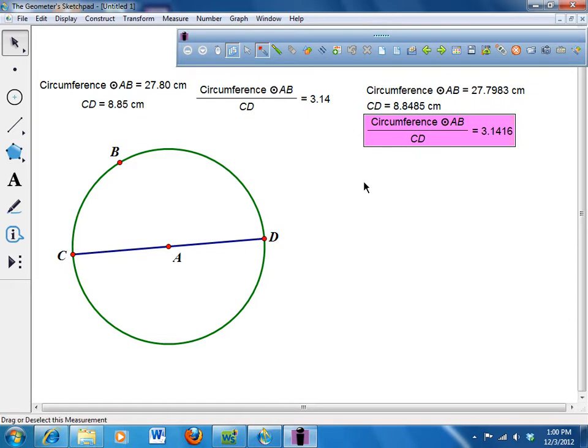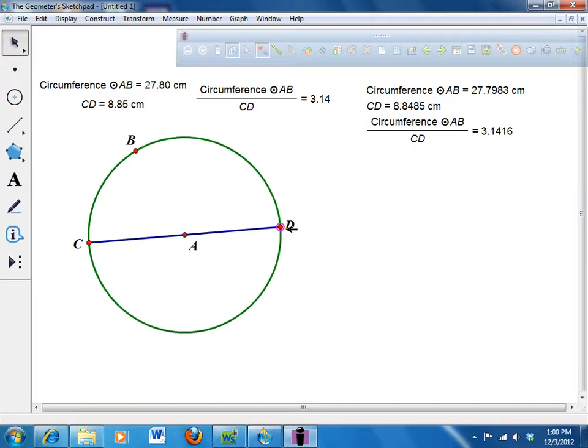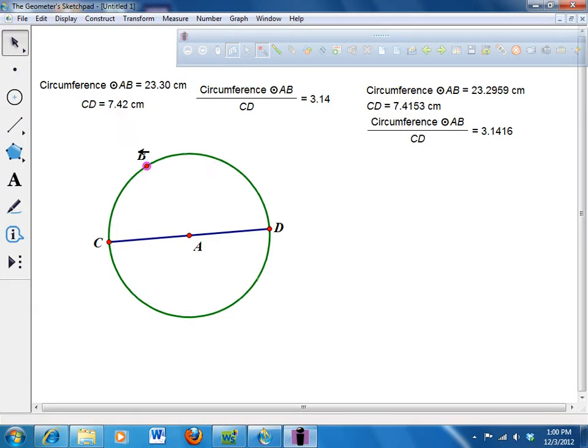Some of you know a bunch of digits of pi, right? 3.14159, blah, blah, blah. 3.14159, right? And then it goes around. So this is rounded off. And that ratio doesn't change either as I change the size of the circumference.